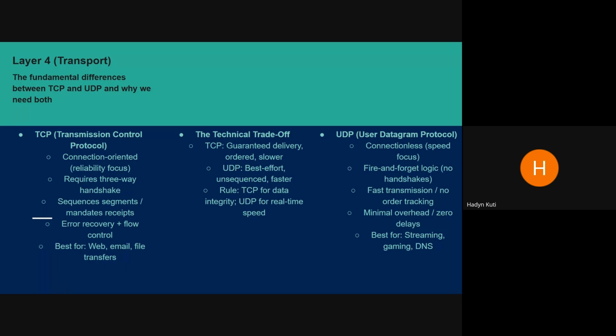You choose TCP when data integrity must be perfect, and UDP when it must arrive right now. It's a direct trade-off between accuracy and speed, which is exactly why the internet relies heavily on both protocols to function.